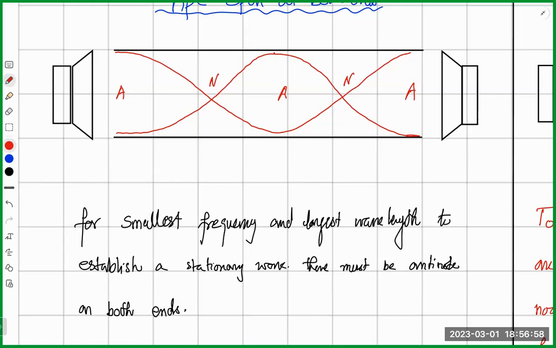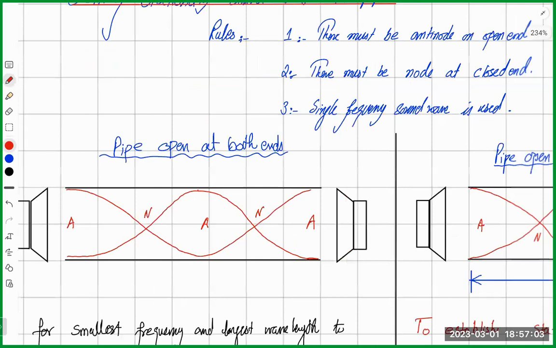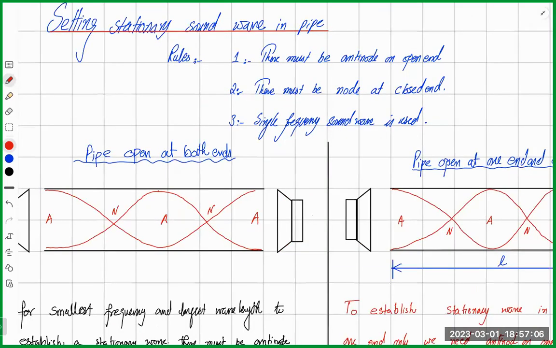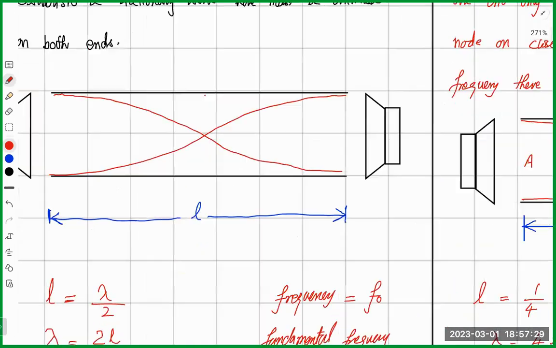If we have a pipe which is open on both ends, the rule for establishing stationary waves in the pipe is that there must be an antinode on the open end, and there must be a node on the closed end. Single frequency sound is used. If you are making a stationary wave, as in the case of open from both ends, you have to use two sources. They both should have the same frequency and same wavelength. And when the wave goes like this, to establish a stationary wave in a pipe which is open on both ends, this is the largest wavelength and smallest frequency.